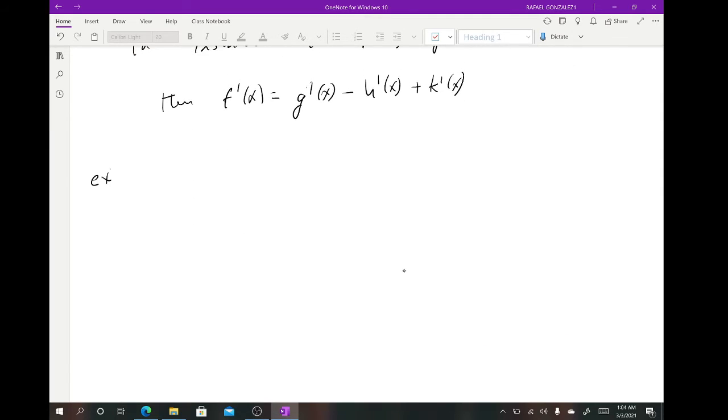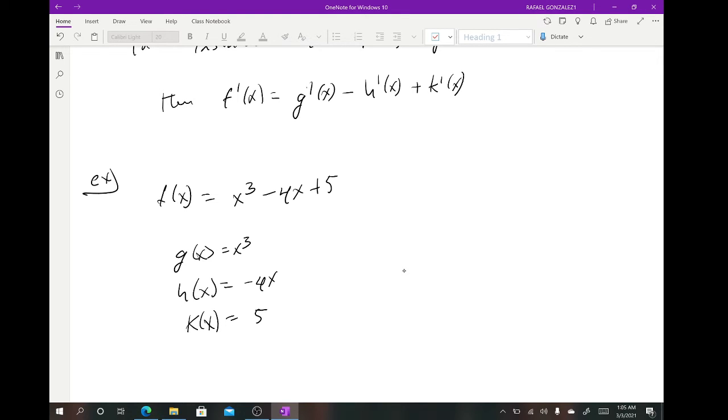Okay, so let's see this in action. Let's look at an example. If somebody gives you the following polynomial, x cubed minus 4x plus 5, notice that here we have more than one function. You could say that your g of x is x cubed, your h of x is minus 4x, and your k of x here is just 5. Remember, these are all independent functions. One is linear, one is cubic, one is constant.